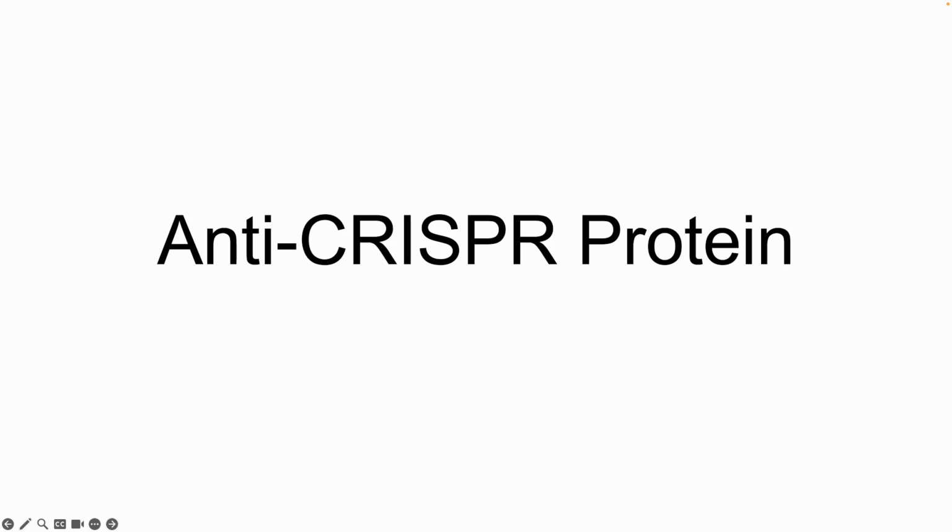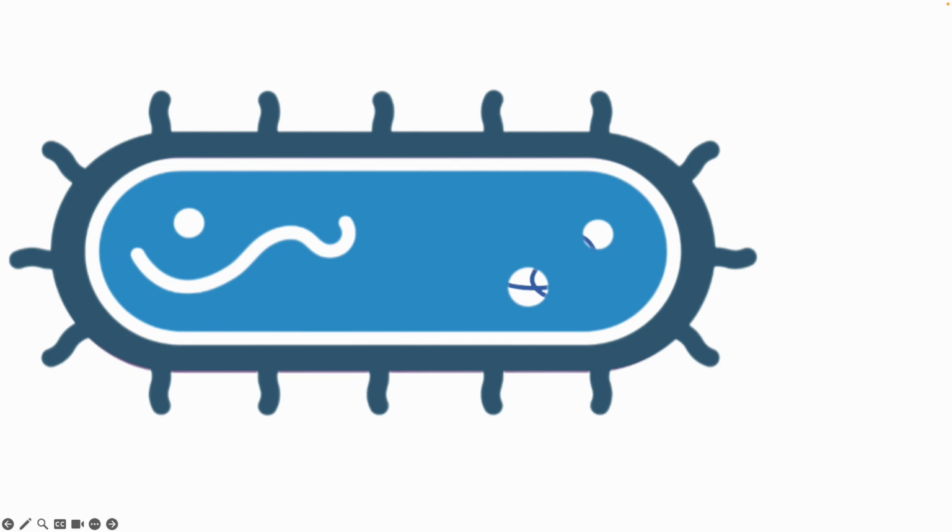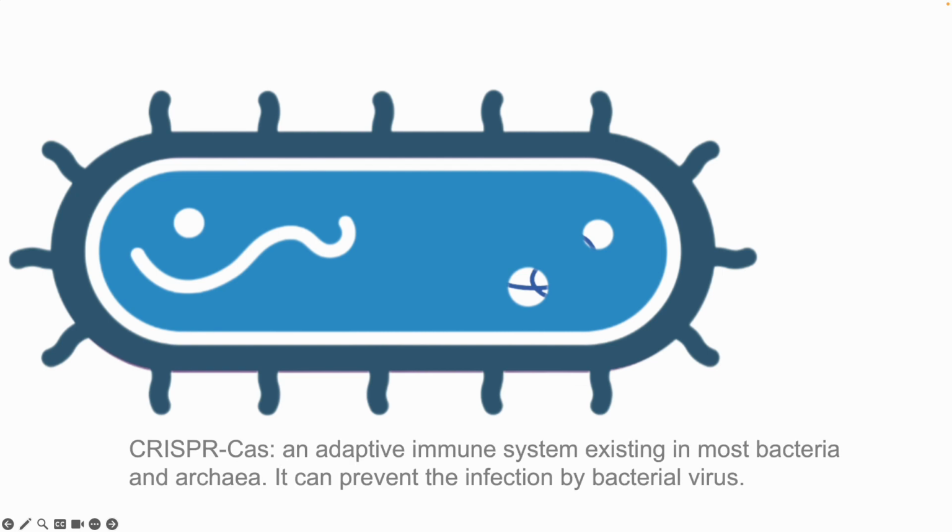In this video, we are going to talk about the anti-CRISPR protein. Undoubtedly, the discovery of the CRISPR system is one of the most important milestones of biology in the 21st century. It makes gene editing possible. However, this invention was based on the immune mechanisms found in nature in bacteria.